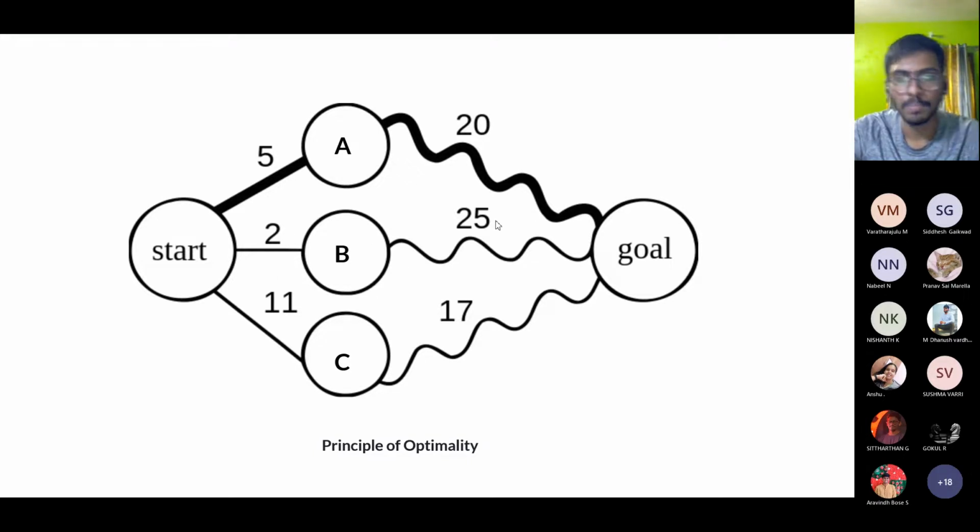2 plus 25, it would be 27, and 11 plus 17, it would be 28. And if you take route A, then it would be 5 plus 20, 25. So among these, which would be the shortest one? The first one, the A path, is the shortest. The shortest path is called the optimal solution, because there is no easier solution than that. This is the format that dynamic programming uses, so it would be easier. Solving a problem would consume less time, and the solution would be easier.